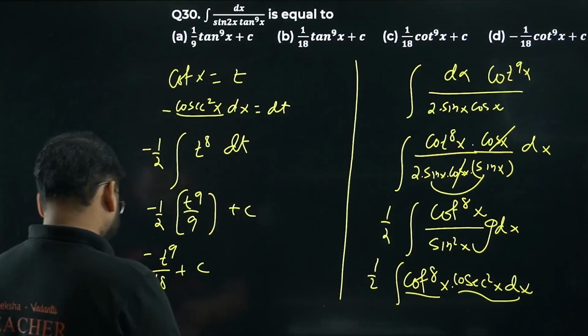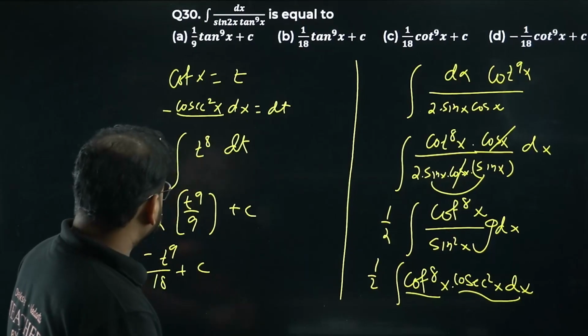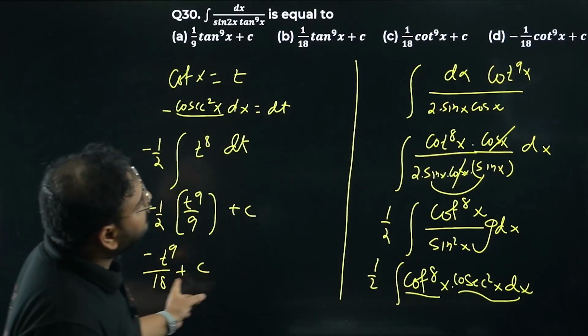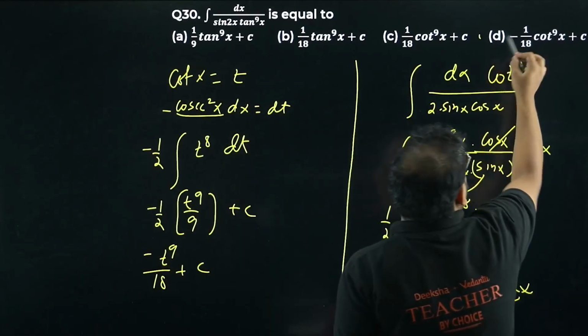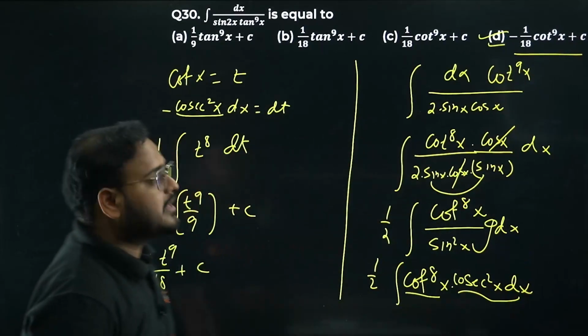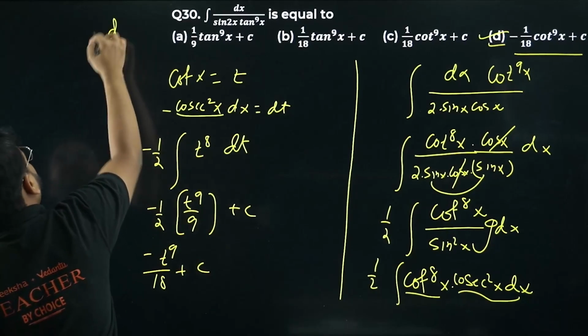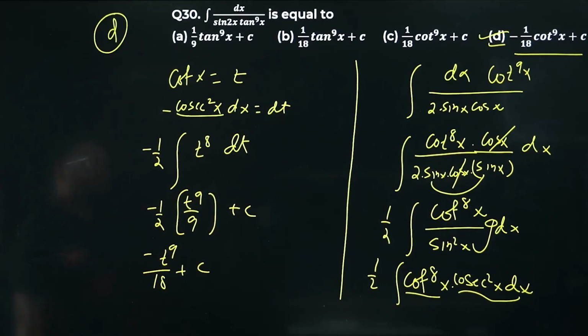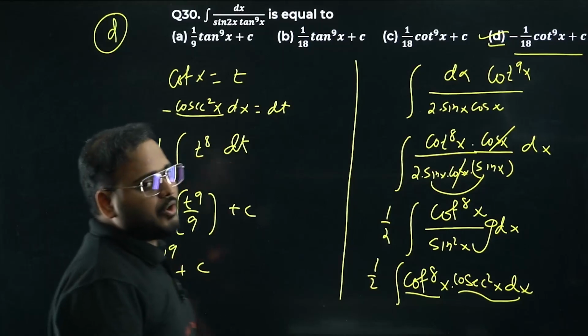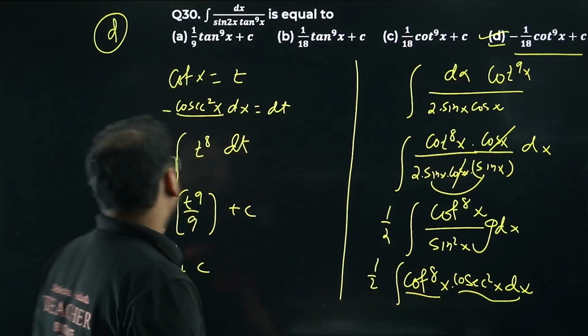So I have minus t power 9, which is cot power 9 upon 18. Option D is correct. Please check. Question number 30, option D is correct. Okay, so this completes your session on top 30 MCQ from AOI and integral.